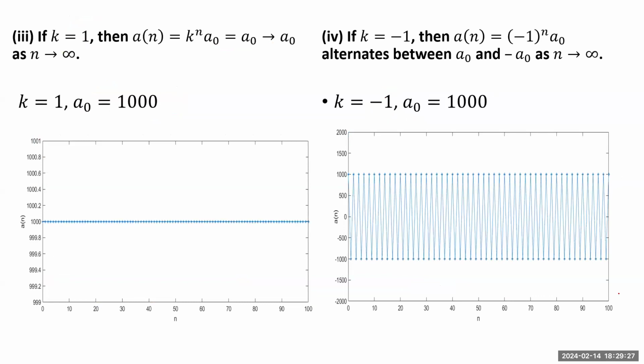right? And similarly, if k is equal to 1, see, it seems to be parallel to the x-axis. This is a of n and this is n. So over time, there is a constant which is parallel to the axis. That is a constant with respect to the initial condition.